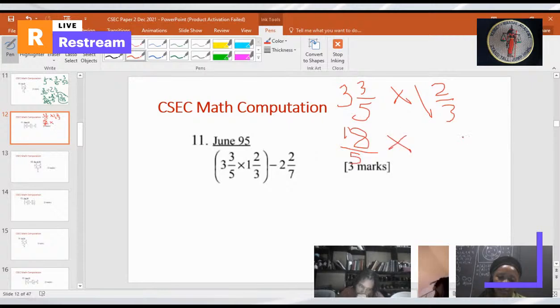And then it's 3 times 1, so 3 ones, which is 3, plus 2, which is 5. And it's 5 over 3.